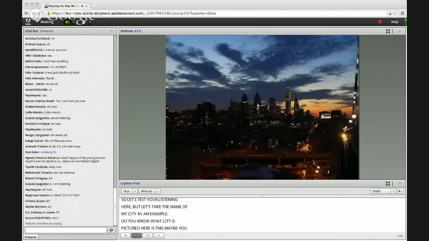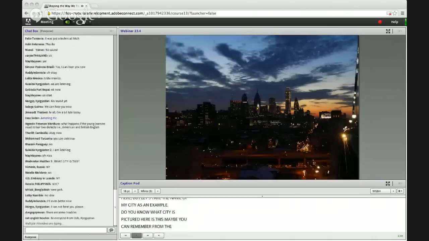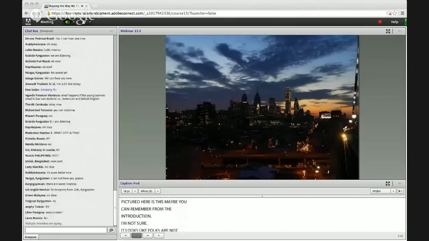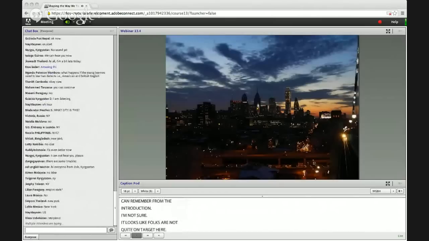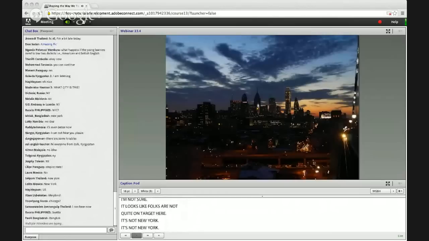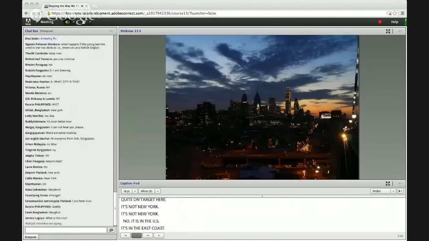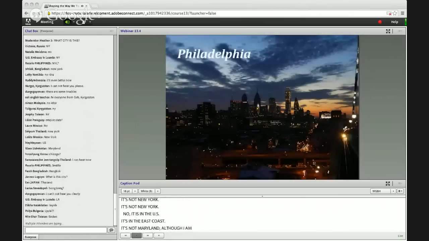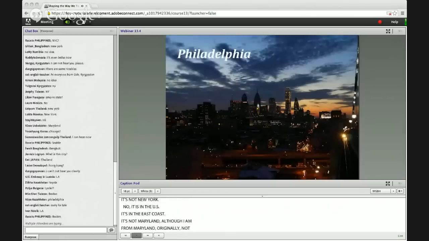I'm not sure. Oh, it looks like folks are not quite on target here. It's not New York. No, it is in the U.S. It's on the East Coast. It's not Maryland, although I am from Maryland originally. It's not Seattle. It's not Bangkok. This is another East Coast city in America. This is Philadelphia. That's right, Aaliyah.